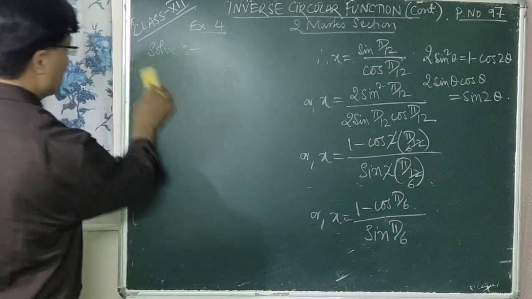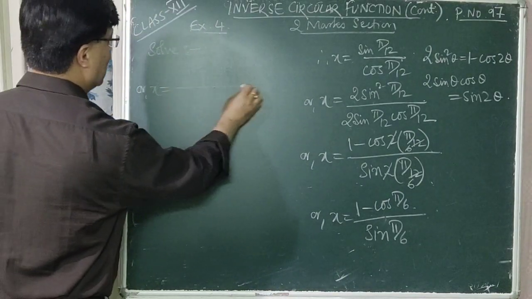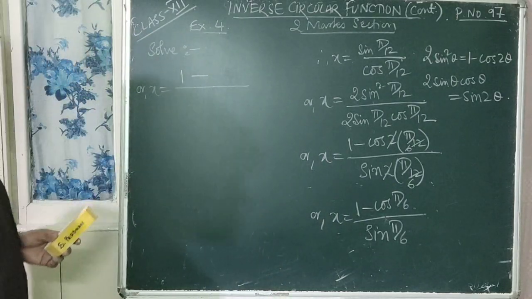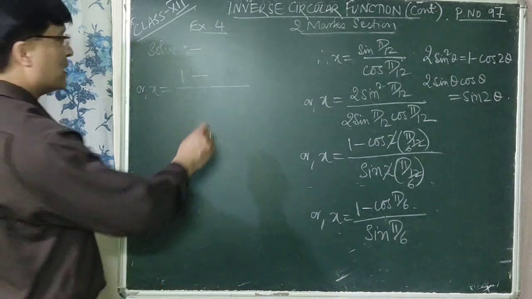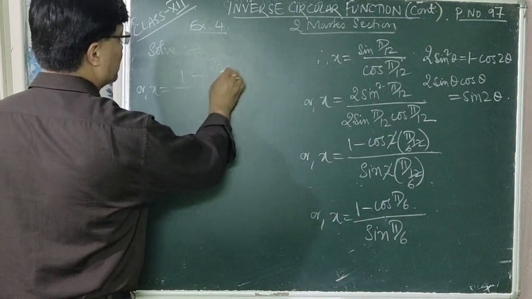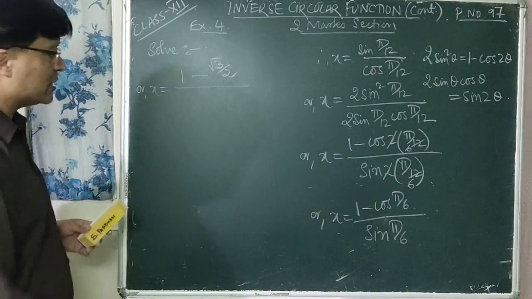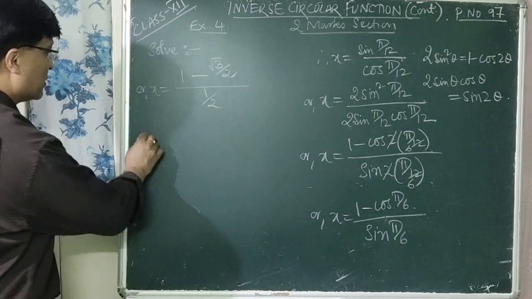So now let us write down the value now. x is equal to, in the numerator now, 1 minus, what is cos 30 degree? What is the value for cos 30 degree? Root 3 by 2, right? And what is sin 30 degree? It is half. Now you can simplify it further.